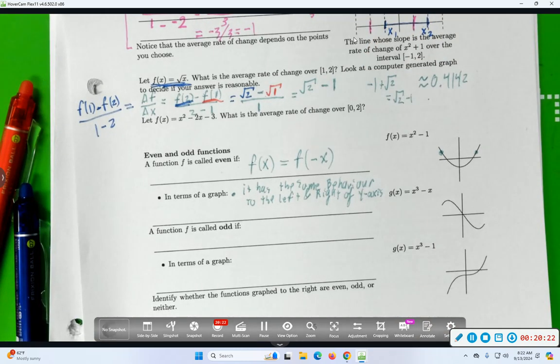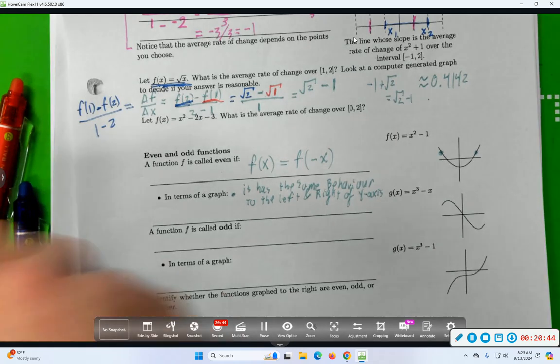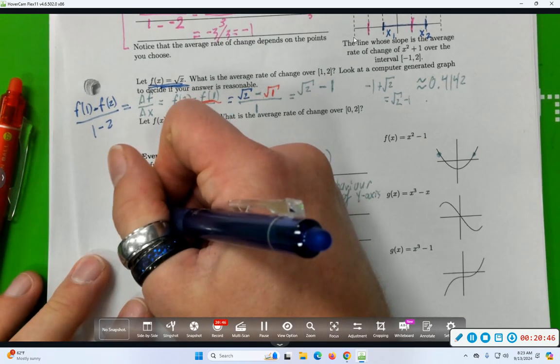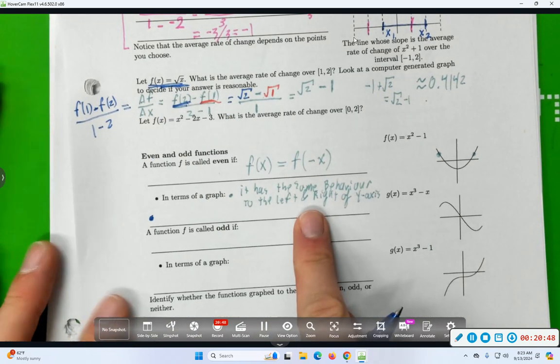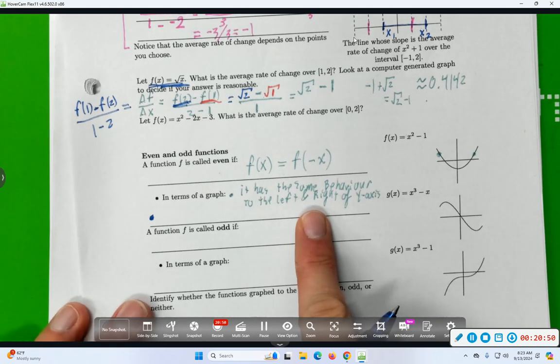And let's see if that works out on this function. If I replace that input with negative x, do I get the same output? Yeah, right, squaring doesn't care if the input's negative or not. So that's why this function is even. What about odd? Now that we've said some things about odd, maybe I'll say one more thing about even. So I'll write this one other way, right? I like this statement. It has the same behavior to the left and right of the y-axis.